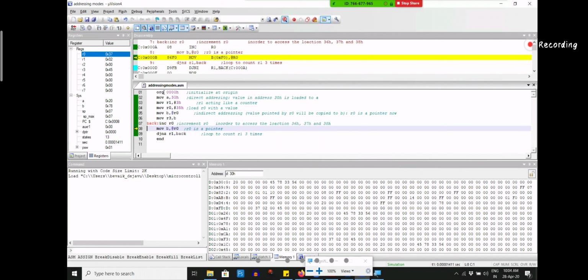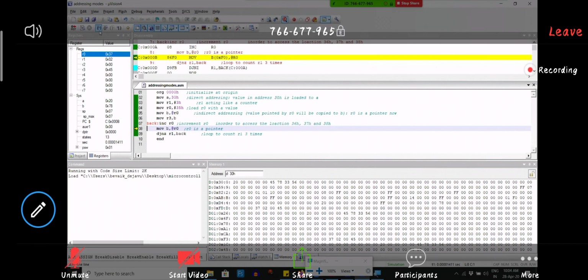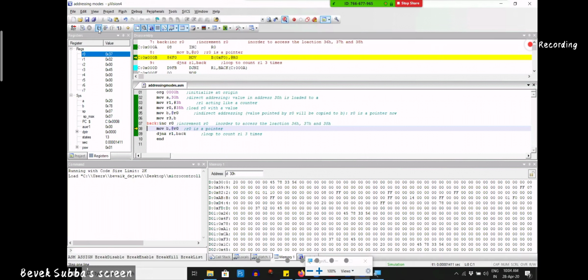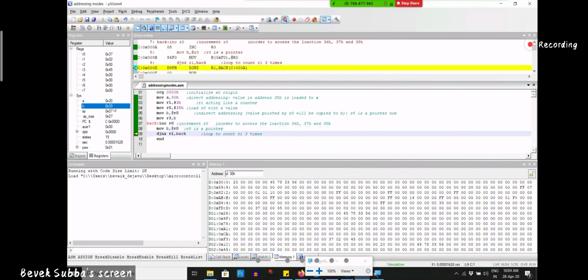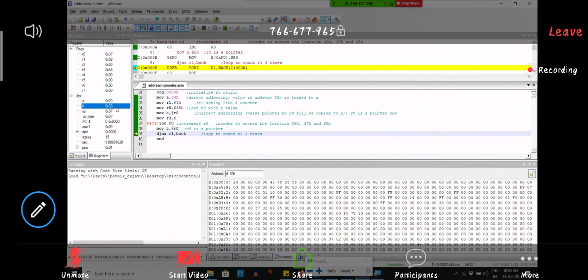Do you see this yellow arrow? That yellow arrow will be running when I click this step, every step. So what will be the value of B now? The value at the 37th location, that will be 33. The B value will change to 33.